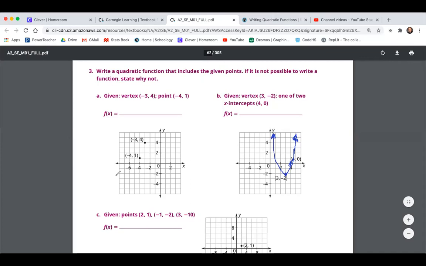Part C, again, we're given 3 points, but we don't know if they're key features or not. So we're going to say nothing for now. We don't know what the function would be. I can teach you how to do that in a later video. But that will do it for this one.